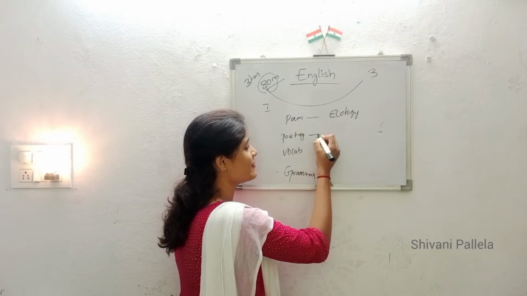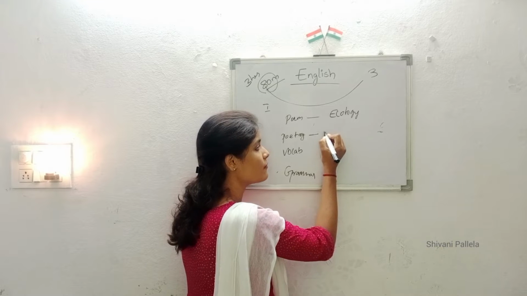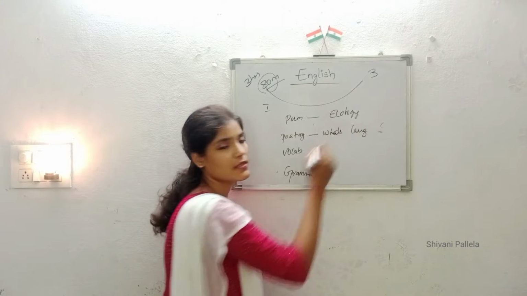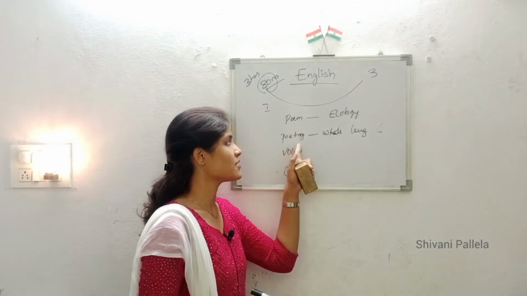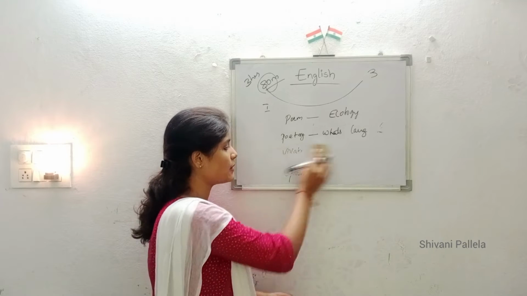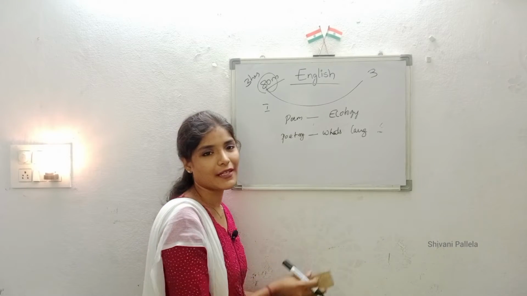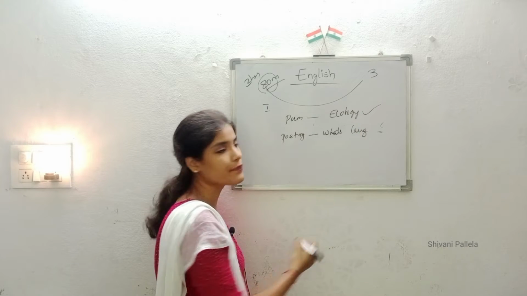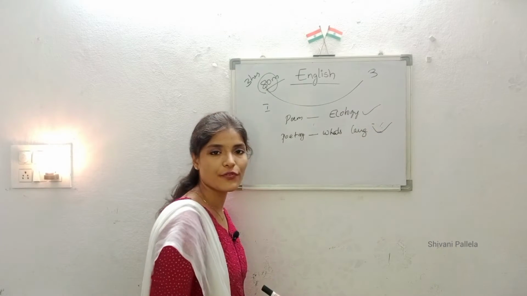Okay, so now we will discuss the second poetry. What you will have is What's the Language of the Future? This is the poetry lesson from unit number 1. Vocabulary and grammar will be there too, like conditionals, which I will discuss later. So, Ecology summary and What's the Language of the Future?